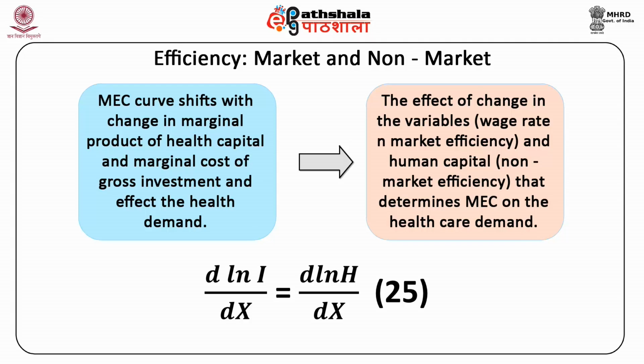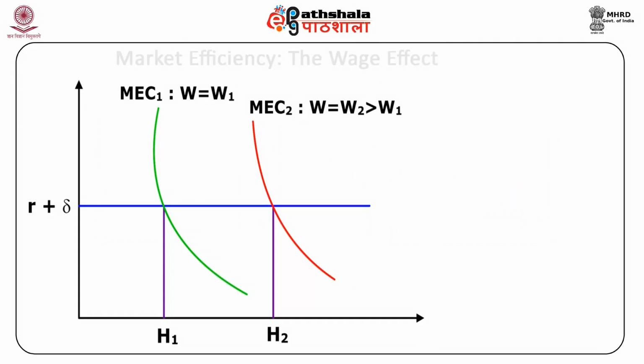d log I upon dx is equal to d log h upon dx. Equation 25. The above equation states that a unit change in X produces an equivalent change in health and gross investment. Market efficiency, the wage effect. The incentive to attain a healthy time increases when the wage rate increases. It also leads to a substitution of market goods for individuals' own time.